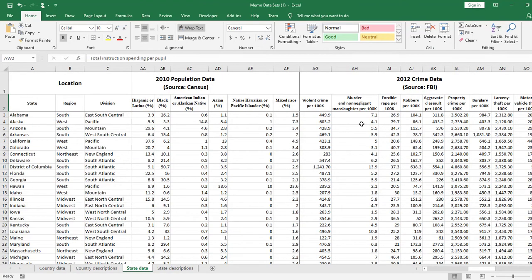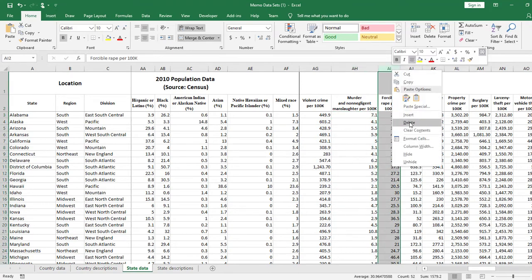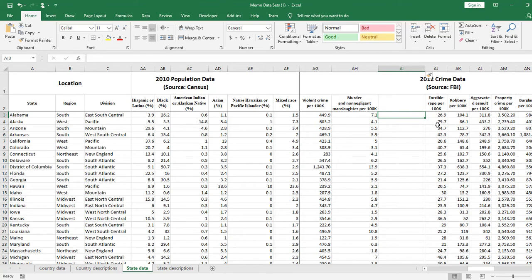We see this too with murder and non-negligent manslaughter per 100,000, right? Alabama has 7 murders in 2012 per 100,000 people. It doesn't mean that's 7 for the entire state, just 7 per 100,000 people. If it was per capita, per person, then we would have to take 7.1 divided by 100,000, and you'll get this awkwardly annoying small number. We could also make it per 100 by dividing by 1,000.